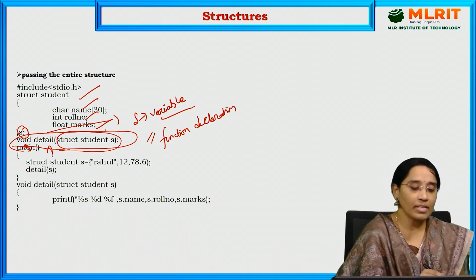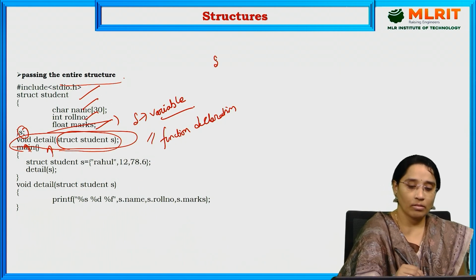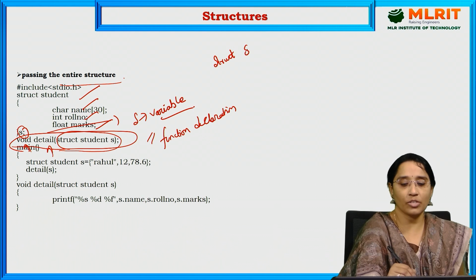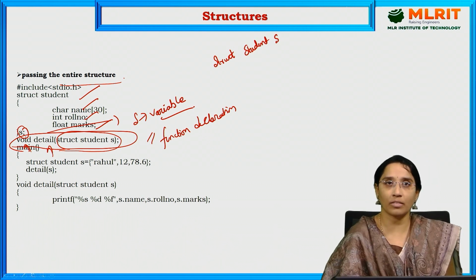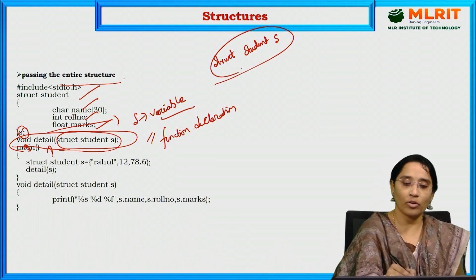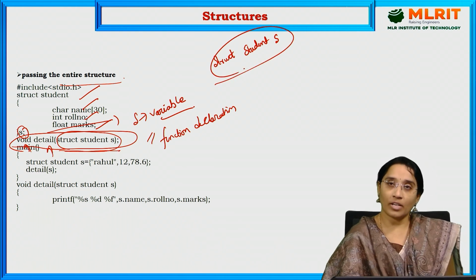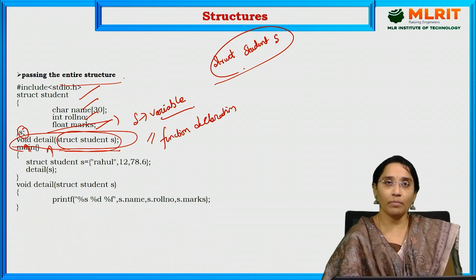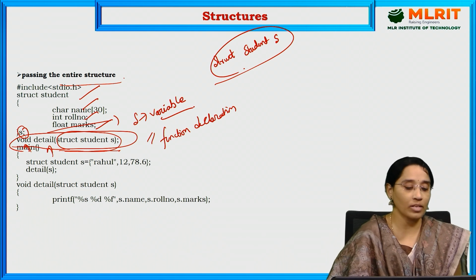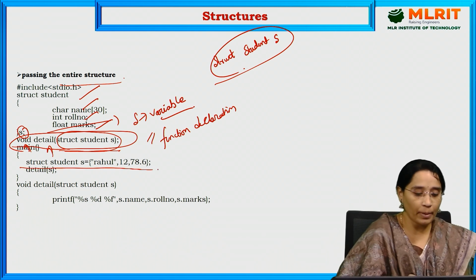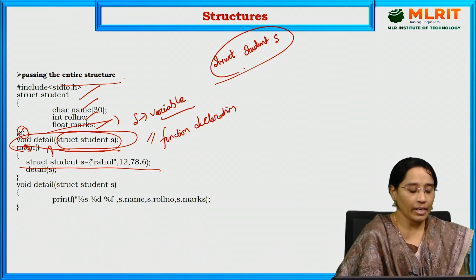So, this is the entire structure. How will you declare the structure? Struct student S. If you want to access the members of the structure, you can access them through the dot operator. So, this will be your complete structure that you will pass as the parameter: data type, structure name and the variable. Struct is a keyword. Struct student S. With compile time initialization, struct student S equals Rahul 12 78.6.